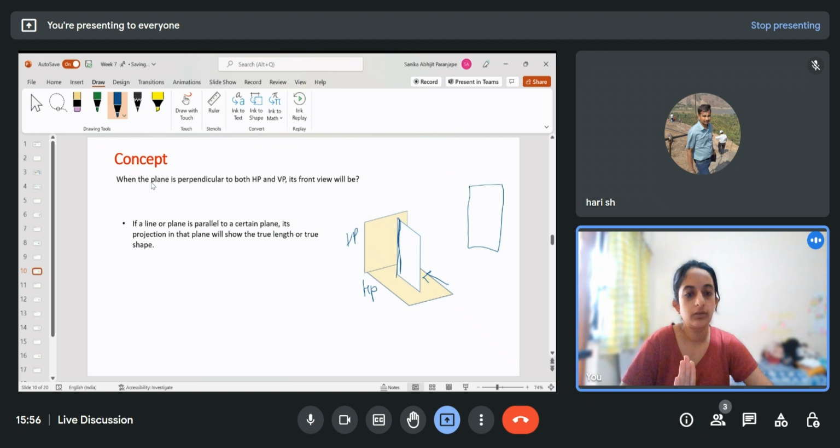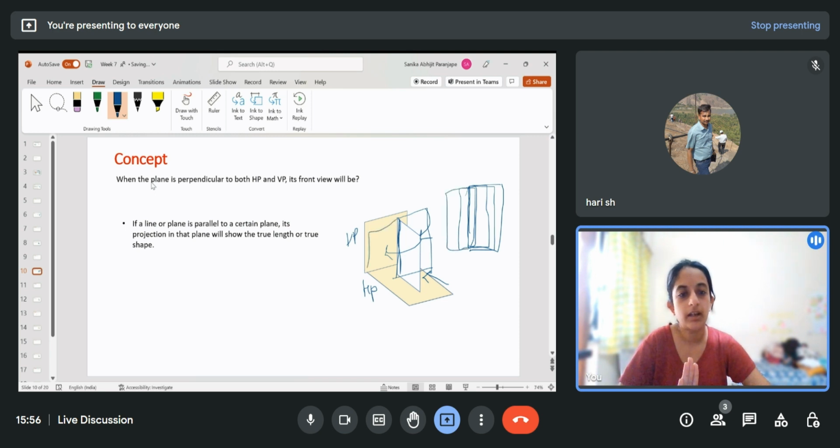As I rotate this, like this plane, if it is like this, I will see projection as this. As I rotate this plane like this, I will see smaller and smaller rectangles, it will come down to a line, and again when I go further here, I will again start seeing bigger and bigger rectangles until I reach parallel to VP. If I rotate further, again I'll be able to see smaller and smaller rectangles.